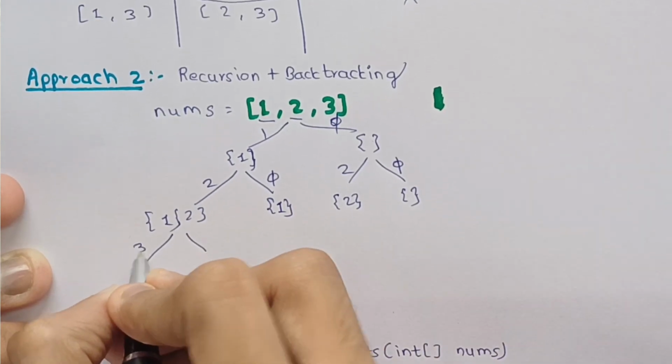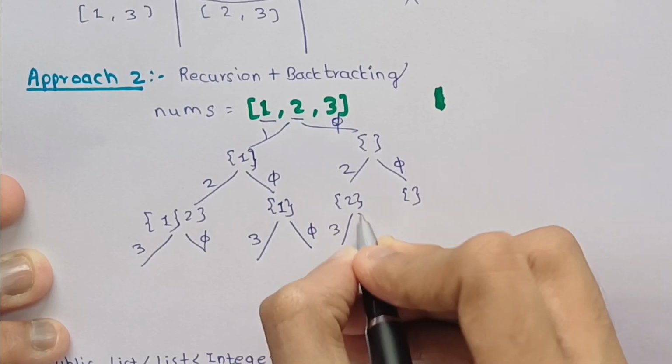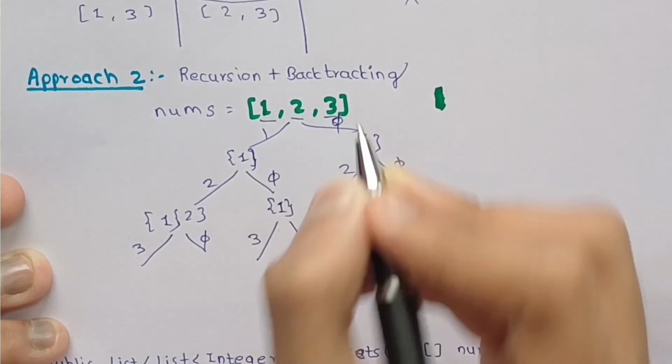So here we will take 3, here we will take null, here we will take 3, here we will take null. Okay, now 3 is also over.